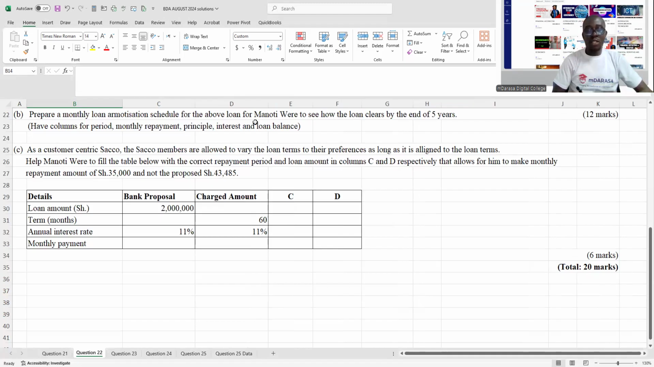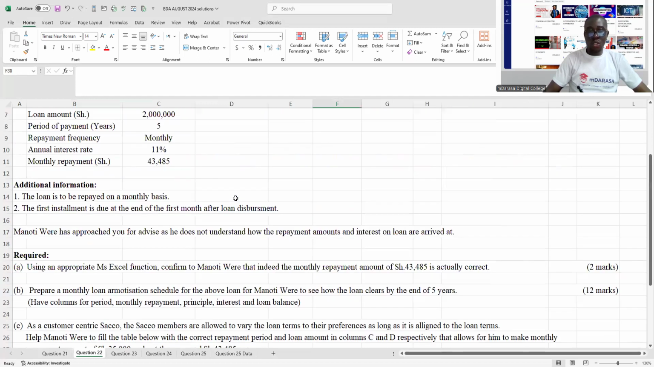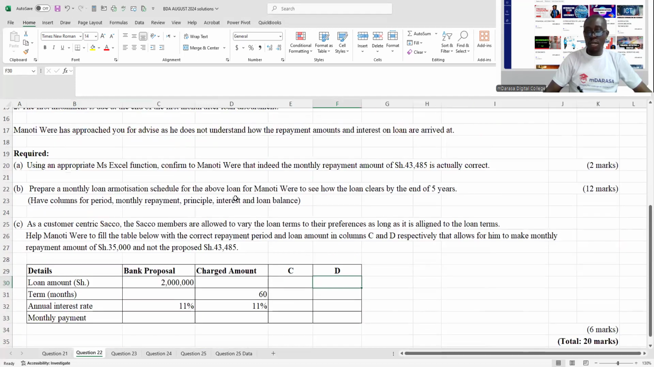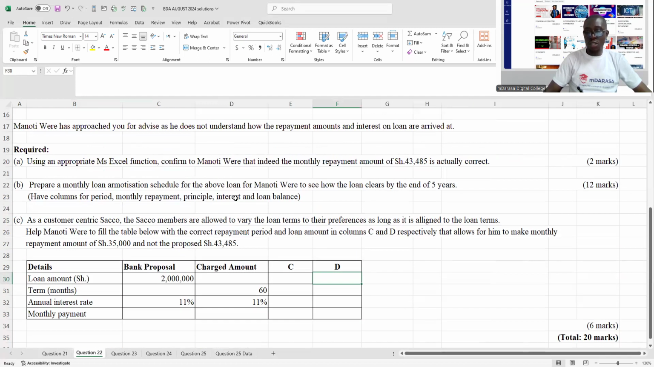So we are required here to advise Were on the loan amount that he can take, given the data that you're given here, plus the correct repayment period given our set data. So columns C and D, you're supposed to fill. In this case, the question carries 20 marks. So how do you go about it?